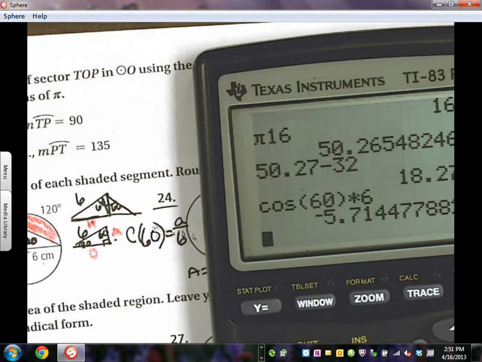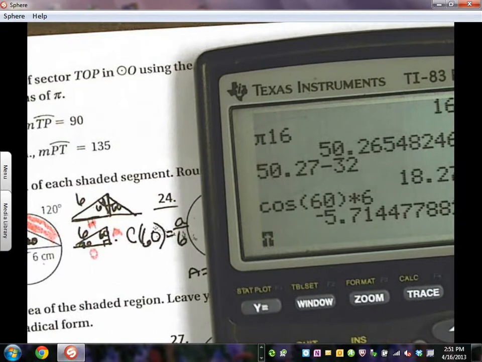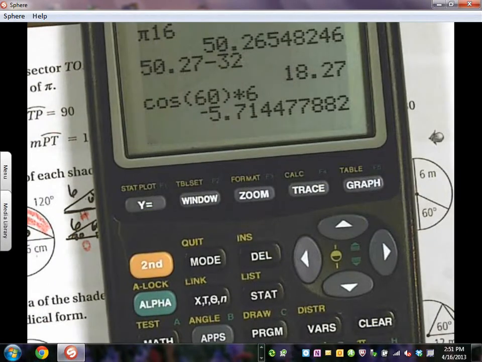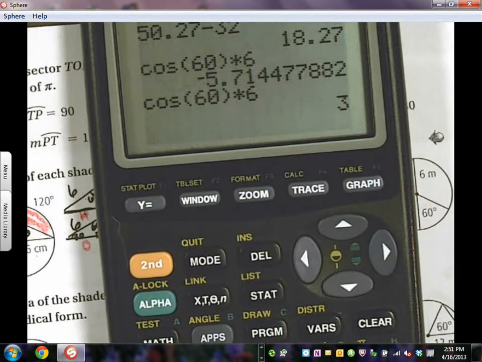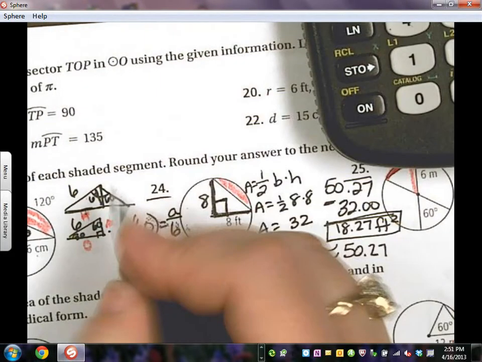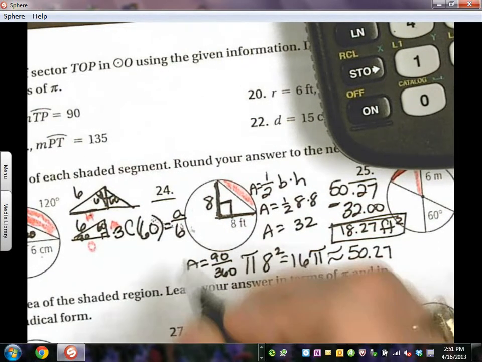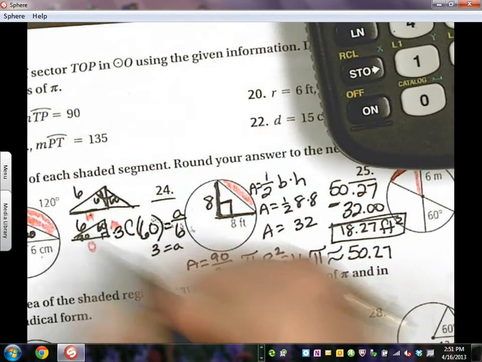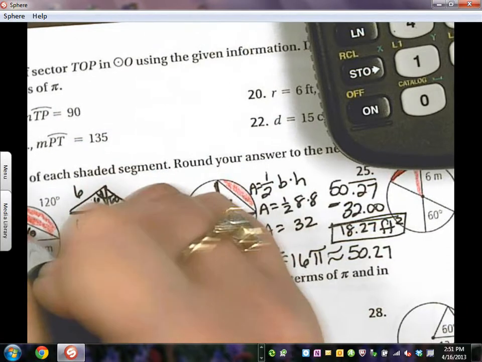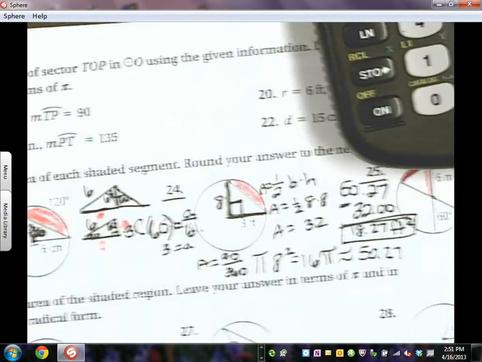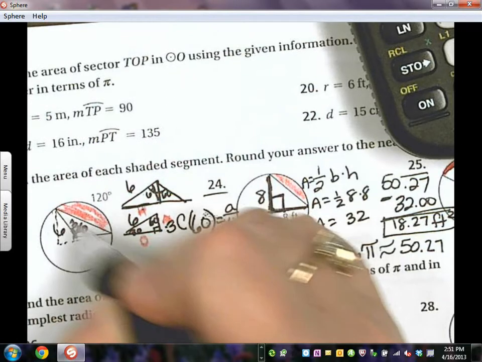And we'll do it again. I'm going to just hit the second and then this entry, and it's just going to pull back what I had before. And then I hit enter, and I get 3. So I know that the A is 3. So that's my height here, is 3. Now I got to figure out what's the base.